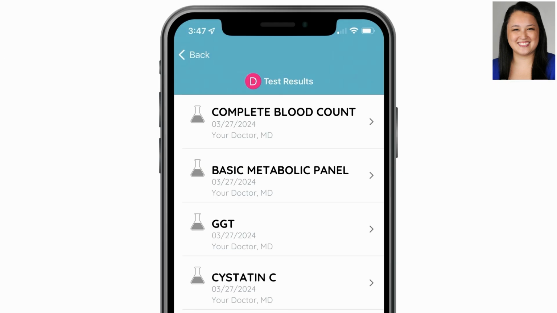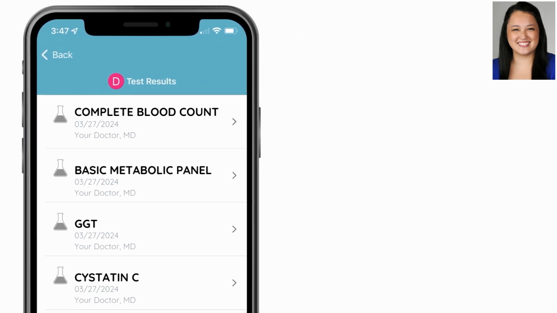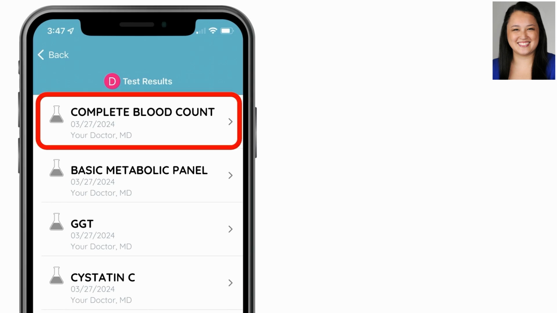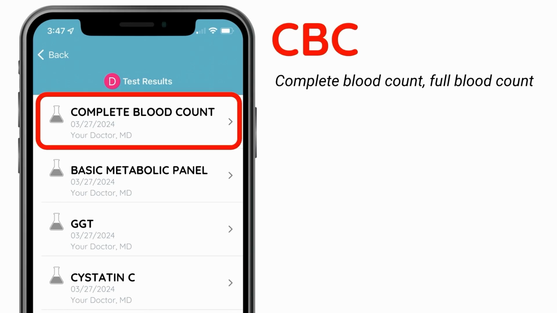Today, I've made us a little electronic health record navigator here to talk through some of these important lab results with the labels that you might see when you click on them in something like your MyChart. So let's start with the CBC or complete blood count. Sometimes people will say full blood count.